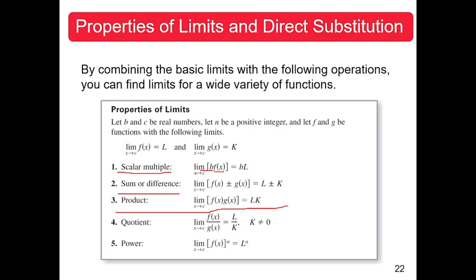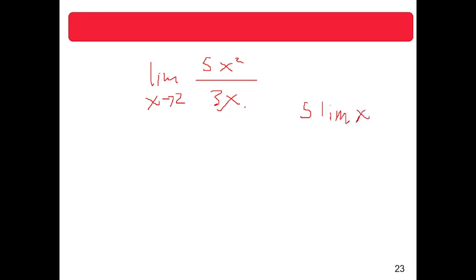For the quotient, the process is the same as what we did with the multiplication. Once we have 5x squared all over 3x, the limit of this function as x approaches 2 will become 5 times the limit of x squared as x approaches 2. You need to indicate and show the limit of this function for your numerator.